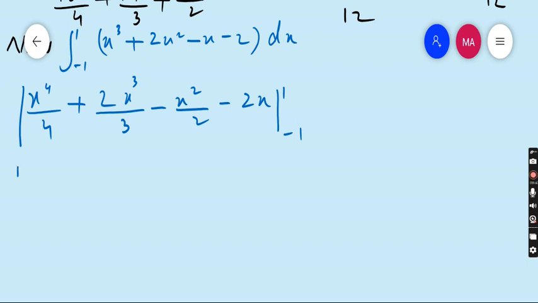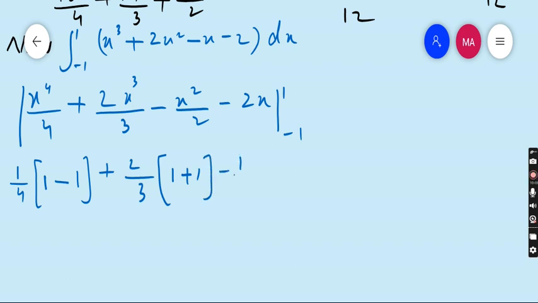One upon 4. Apply limit on x4. 1 power 4 is 1, minus 1 power 4 is also 1, plus 2 upon 3 x cube. 1 power 3 is 1, minus 1 power 3 is minus 1, so it is minus minus plus 1. 1 upon 2 x square. So 1 square is 1, minus 1 square is also 1, minus 2x. X is 1, minus x is minus 1, so minus minus plus 1.